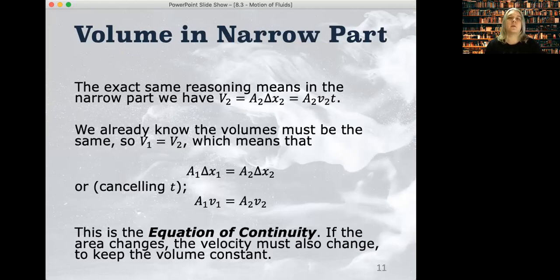That is the result that is demanded by our flow having to be continuous. If we put a litre in, a litre has to come out. However much we put in has to come out. So that simple concept results in this equation, the equation of continuity. So if the area of the pipe changes, then the velocity will have to change as well.